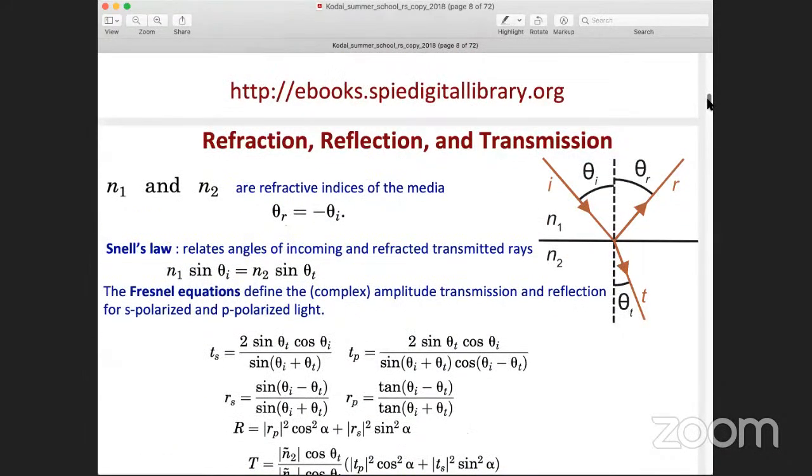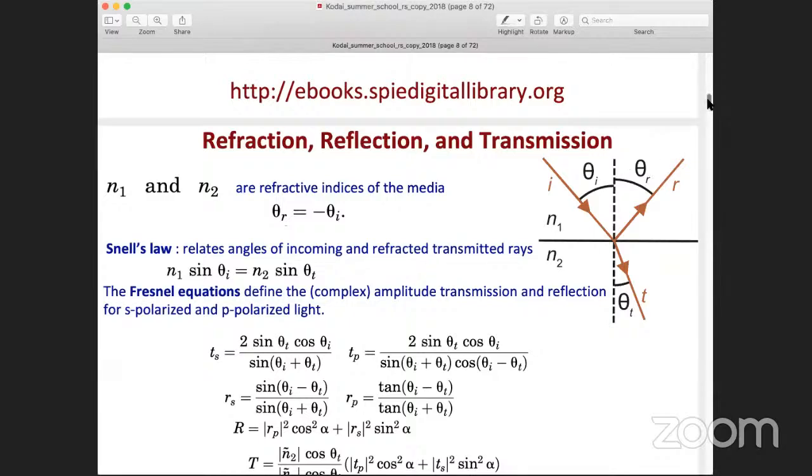To start with, I'm going to talk about refraction, reflection, and transmission, because these are things you have already studied in high school. Basically, the law of reflection says that the incident ray, the reflected ray, and the surface normal all lie in the same plane, and the angle of incidence is equal to the angle of reflection. This is the law of reflection.